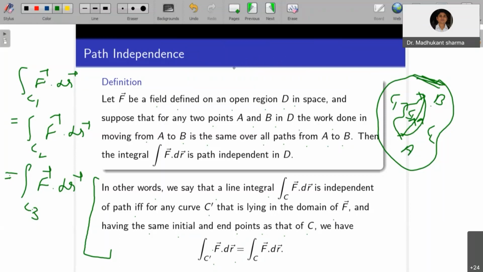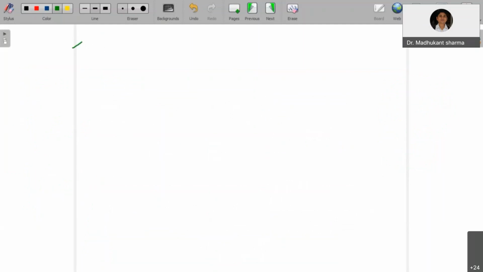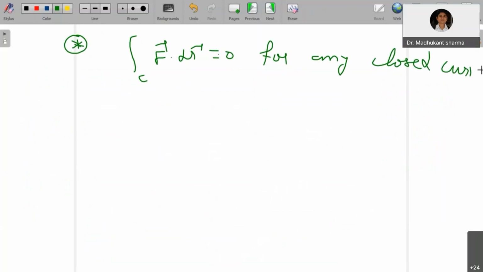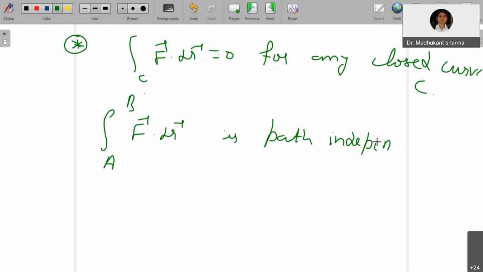So suppose you have the following. Suppose I'm giving you the statement that the integral over C of F dot dr equals 0 for any closed curve C. Then I say that this line integral from A to B of F dot dr is path independent. Can someone give a hint here? How will you proceed?